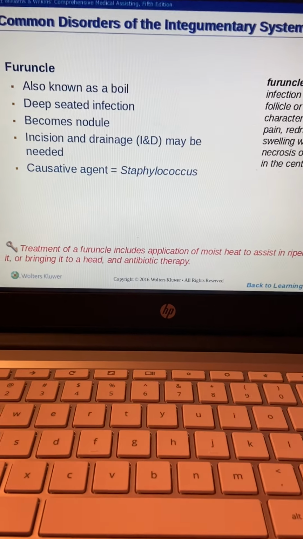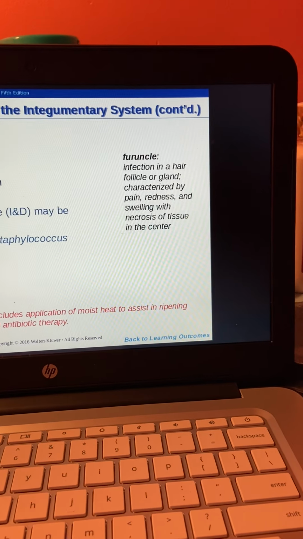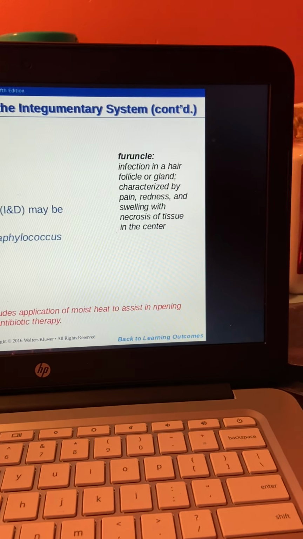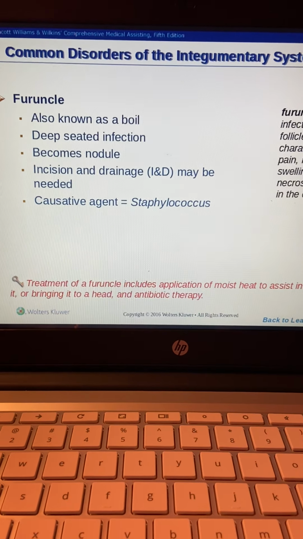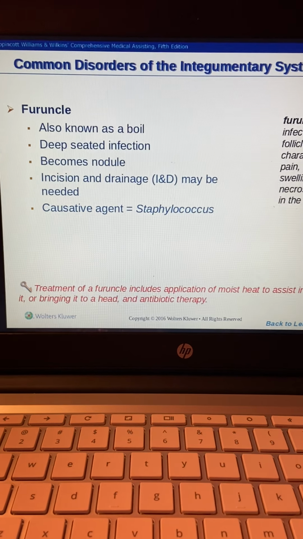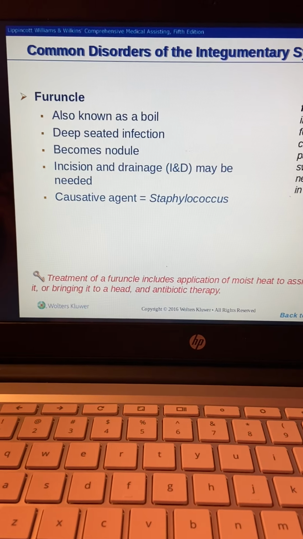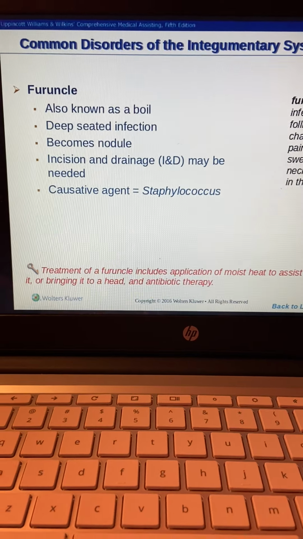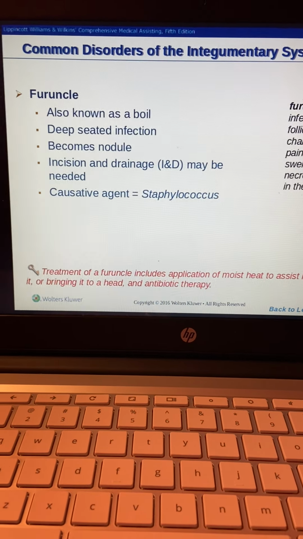A furuncle. A furuncle is an infection in a hair follicle or gland that's characterized by pain, redness, and swelling with necrosis of tissue in the center. Your furuncle is also known as a boil. It is a deep-seated infection. It becomes a nodule. Sometimes an incision and drainage, or I&D, may be needed. So the causative agent is Staphylococcus.